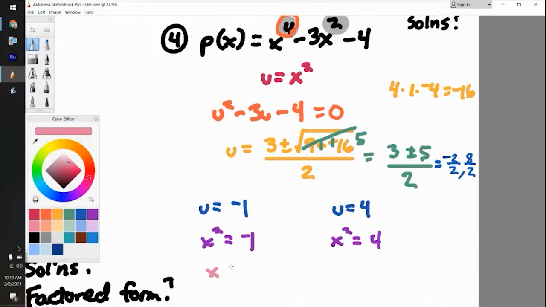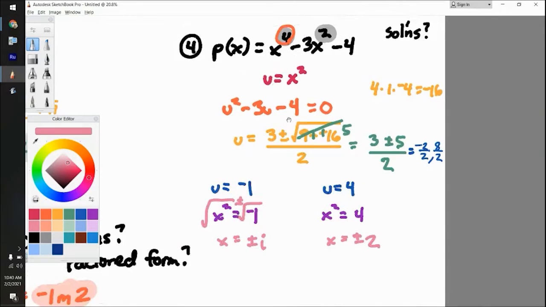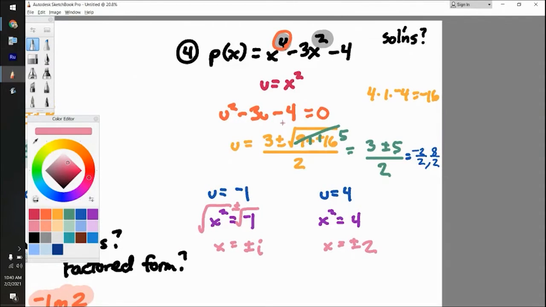So this one's going to be plus or minus i, because you do the square root of both sides with the plus or minus. This one's going to be plus or minus 2, which is 4 answers, which is how many we're supposed to get. So those are all the solutions.